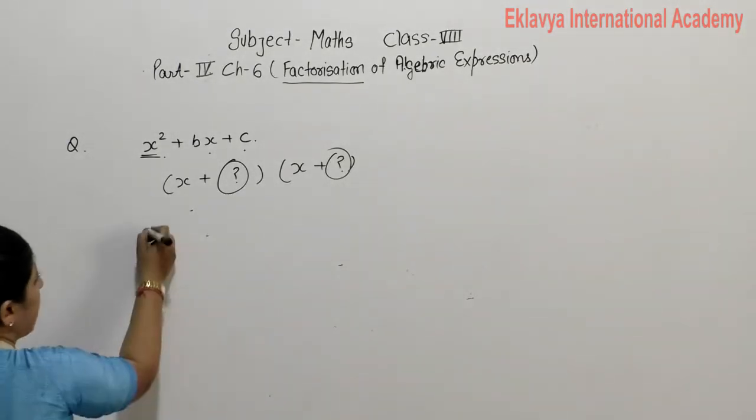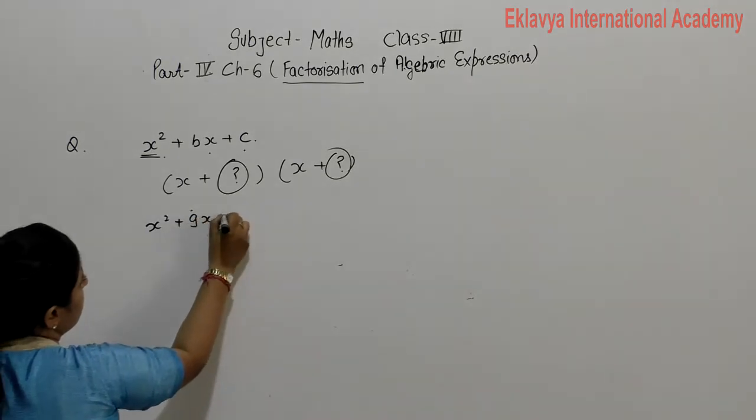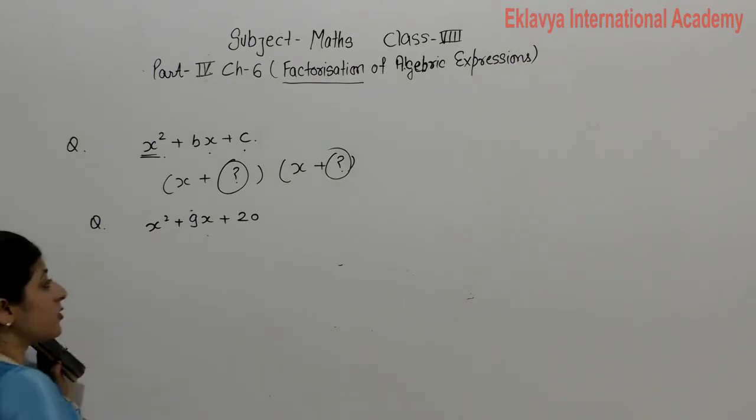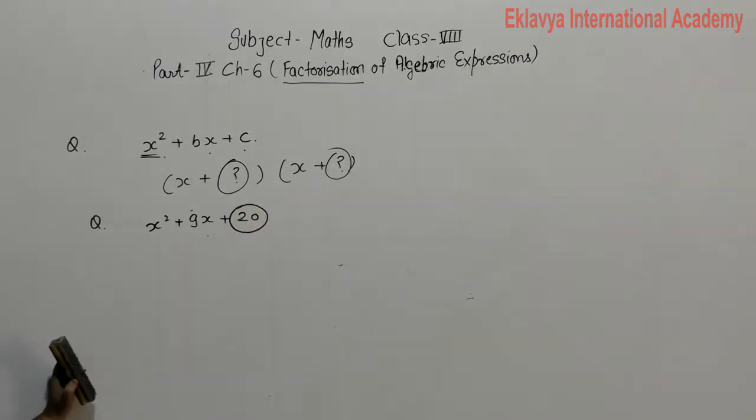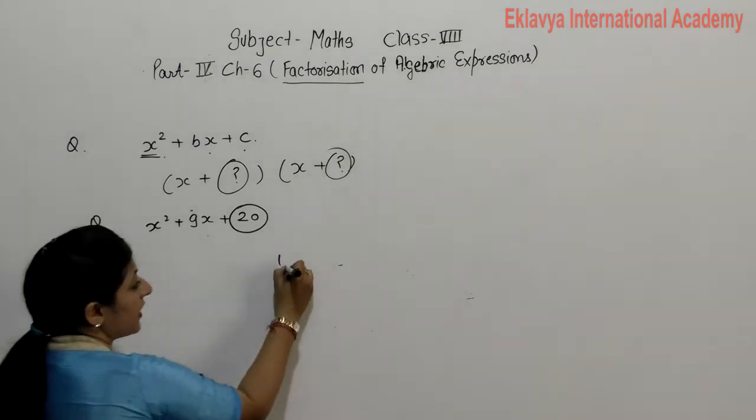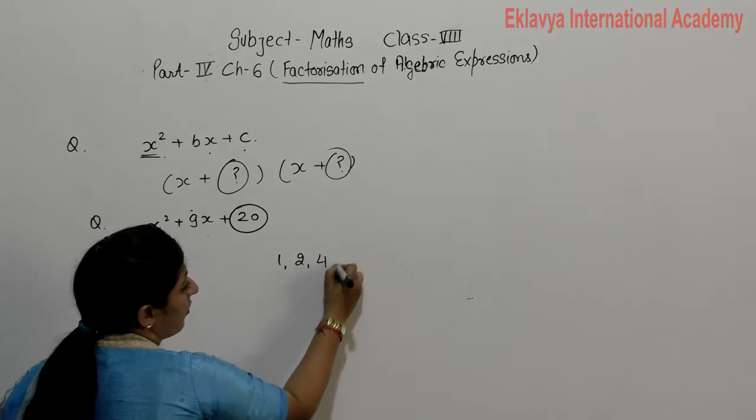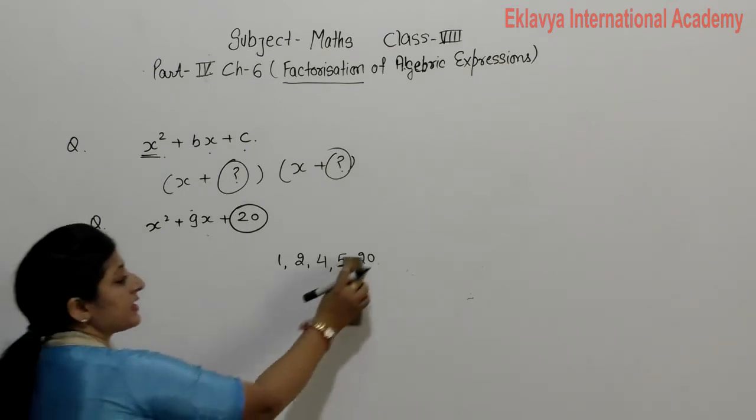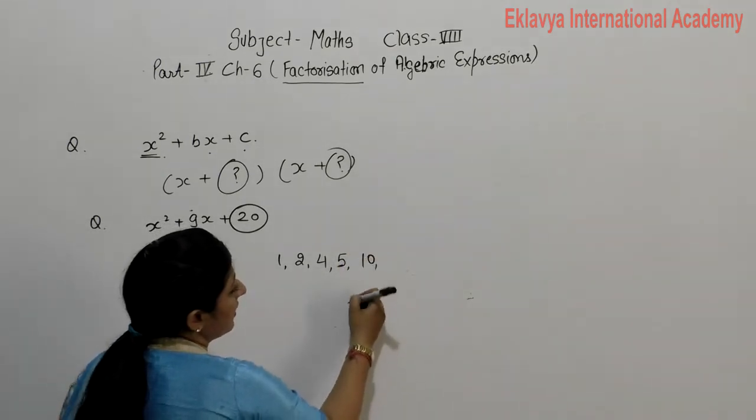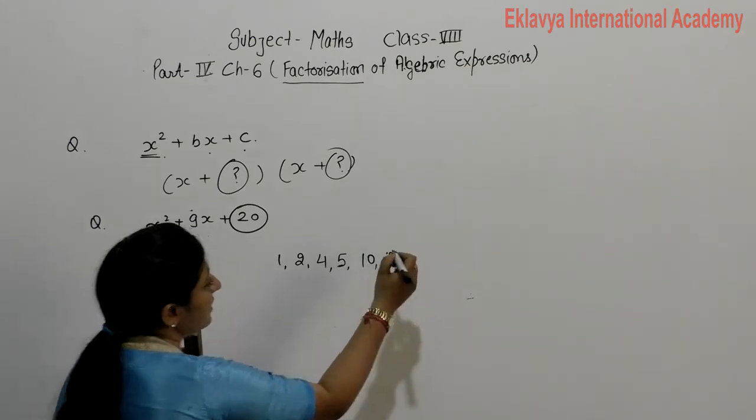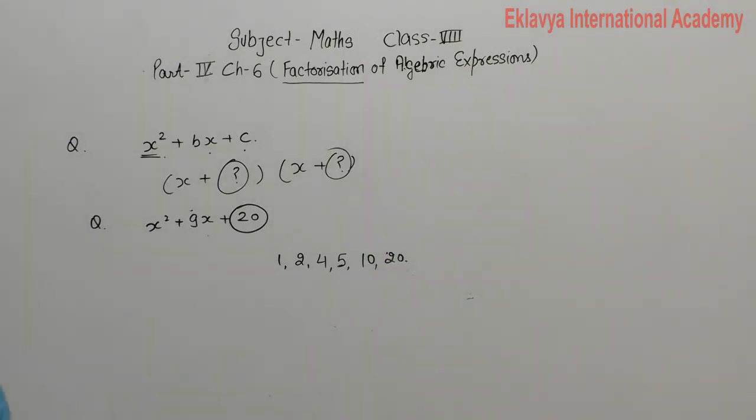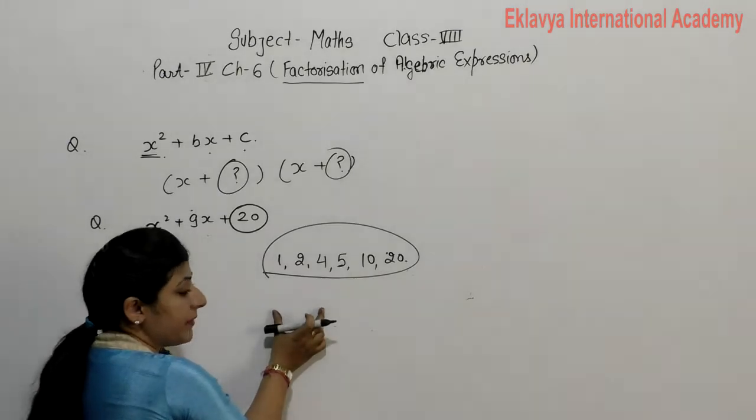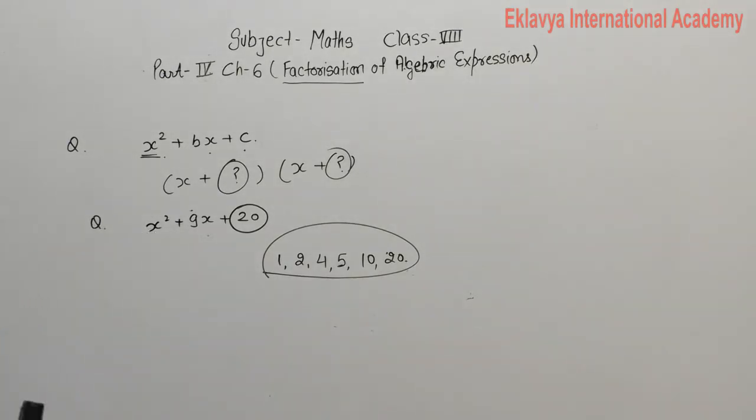x square plus 9x plus 20. In this question, see, firstly the constant term is 20. Then what are the factors of 20? 1, 2, 4, 5, 10 and 20 itself. It means these are the factors of 20. From these factors, we have to take two factors whose multiplication should be equal to 20.